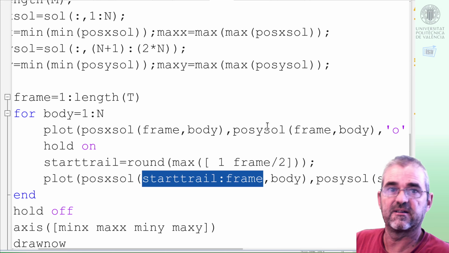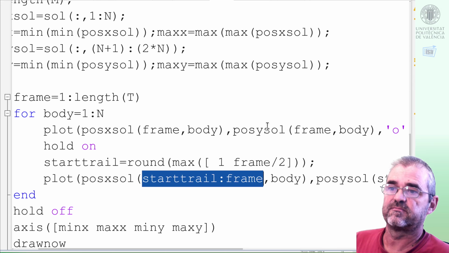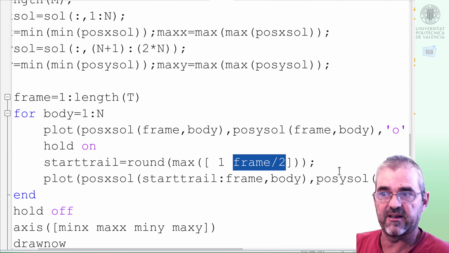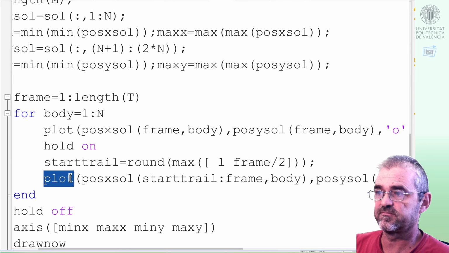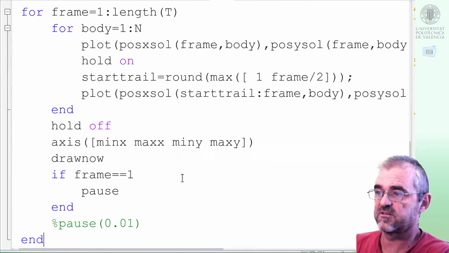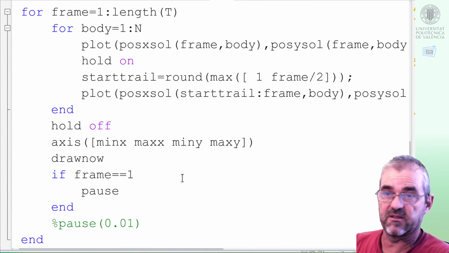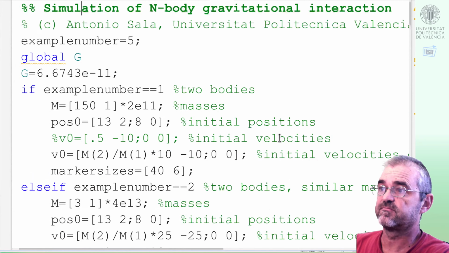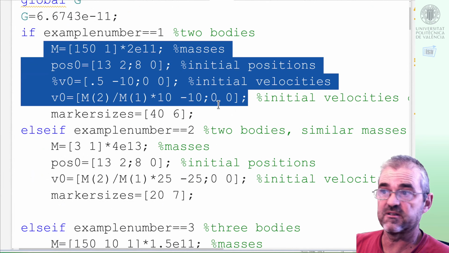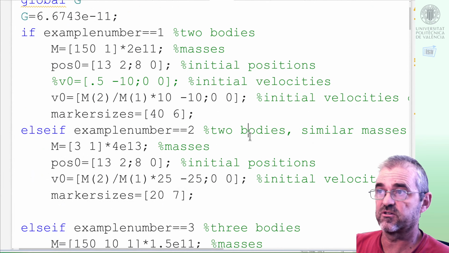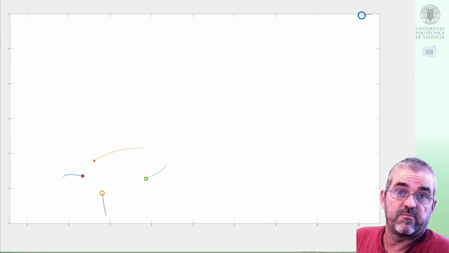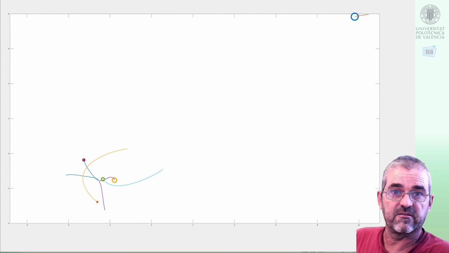Instead of just a circle, I see part of the past trajectory, and in this case the start of the trailing trajectory I am going to plot is just frame divided by 2, and that's it. I do that for each of the frames, draw now, and repeat, and this is how I get the animation. So any particular example starts with given initial positions and velocities and marker sizes for the animation, and they end up drawing these trajectories.